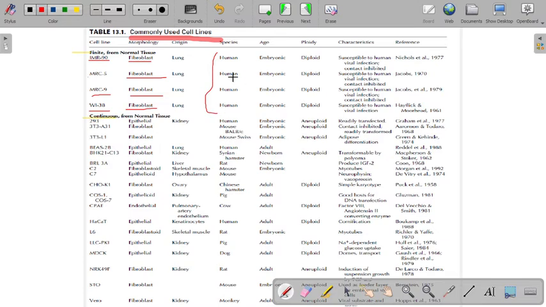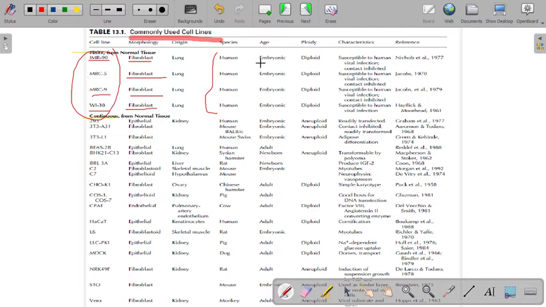Now here I want to tell you that if the cells belong to humans, then of course you consider that these cell lines could be useful in clinical trials or drug testing, antibiotic testing, anything which is used further in the human body or in human medical sciences. So at that time these cell lines are very much important.